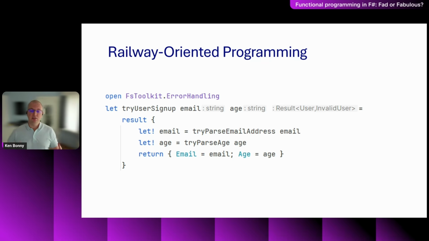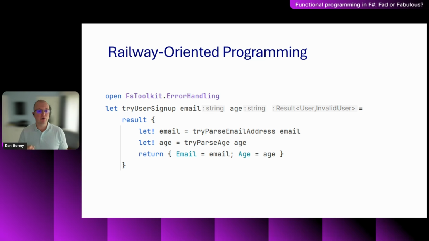So now let's combine these try parse functions into an actual function that does something. And for that, I will use the FS Toolkit NuGet package, which is the Swiss Army knife for functional programmers. This contains a result computational expression, which will say that we're going to parse the email address, we're going to parse the age, and it will assume that we got correct values out of it. And we can combine these values and return this as a valid user object.